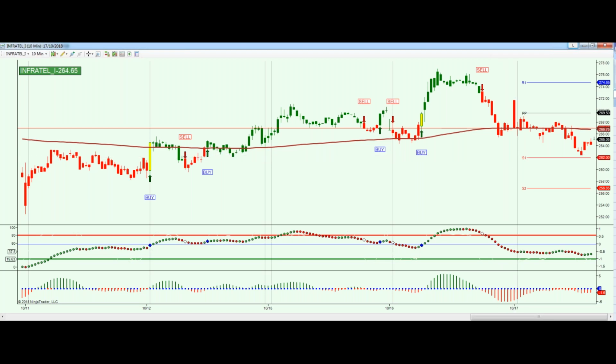And in Infy, I have a buy call at 713. I'll just show you the chart. It went up to 715, not much of a profit.